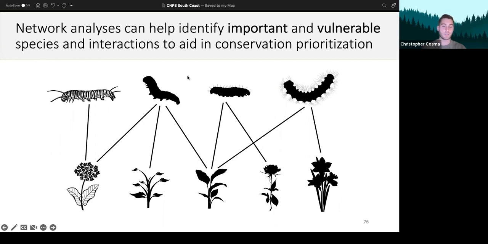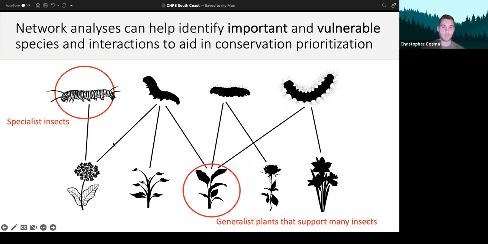We can analyze these sorts of networks to help identify important species, ones that are disproportionately important to the ecosystem, as well as ones that are more vulnerable. This can help us aid in conservation prioritization, and I'll talk more about that in a second. This may include specialist insects like our monarch butterfly that only rely on very few plant species, but this can also include our native plant species that support more insects in the community than some of these others do.